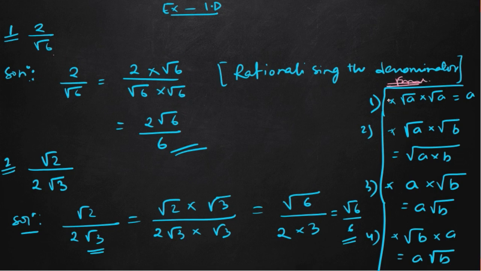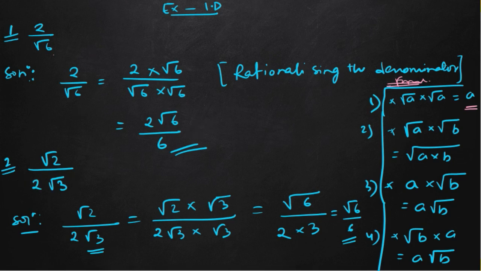These are some formulas you need to understand. So 2 into root 6 will be 2 root 6, and root 6 into root 6: I have used formula number 1, that is root over a into root over a. If you multiply the square root of any number twice, then the answer is a. So root 6 into root 6 will be 6. Fine, so this is the required answer.